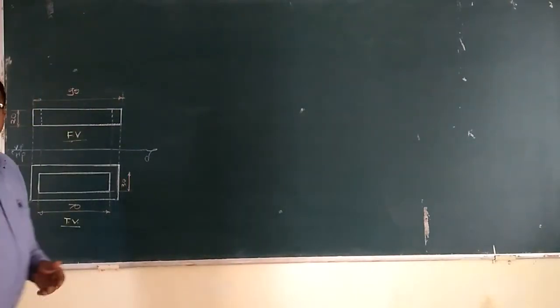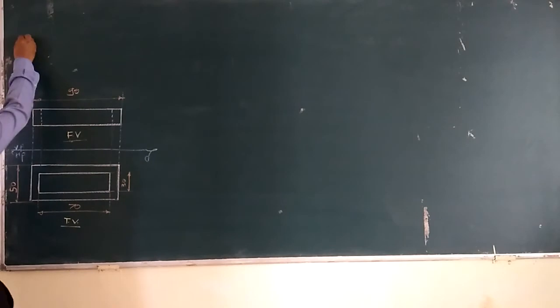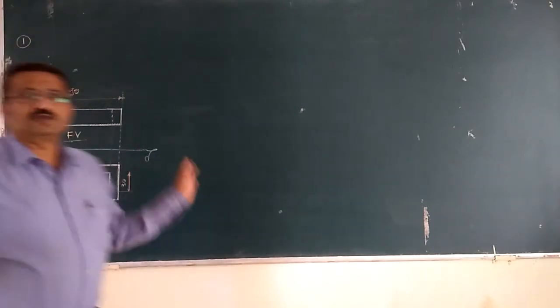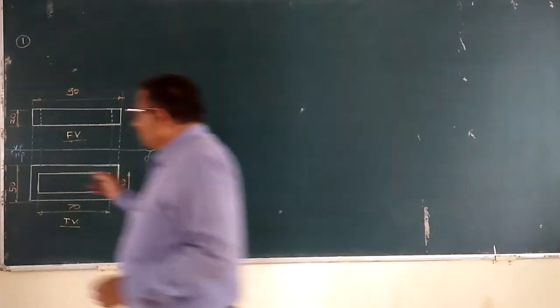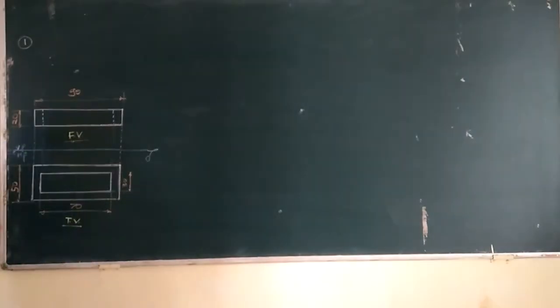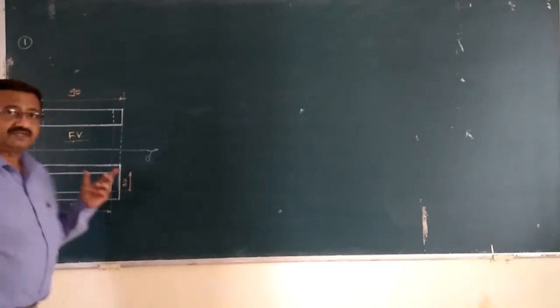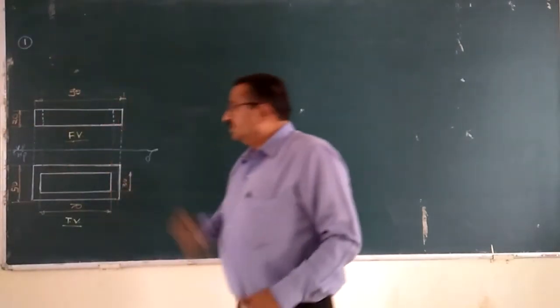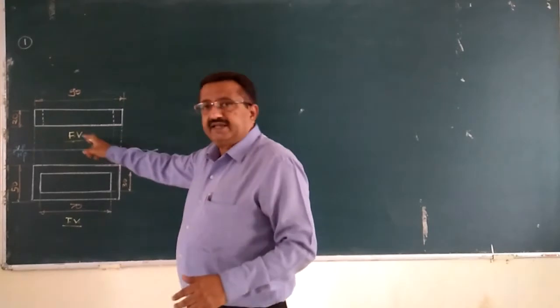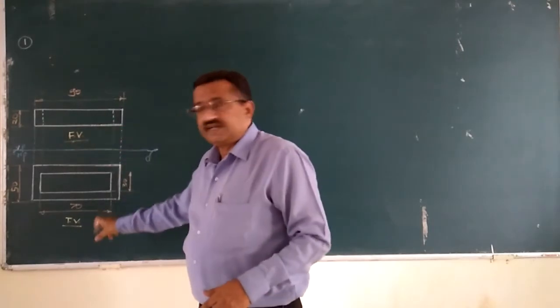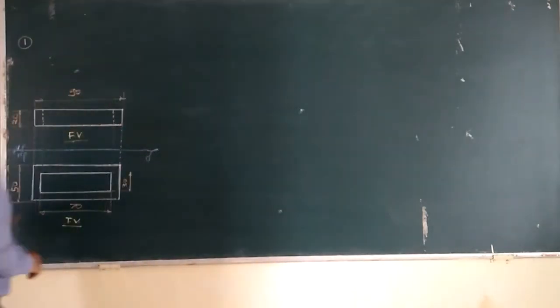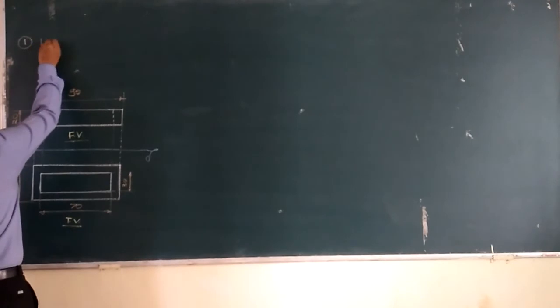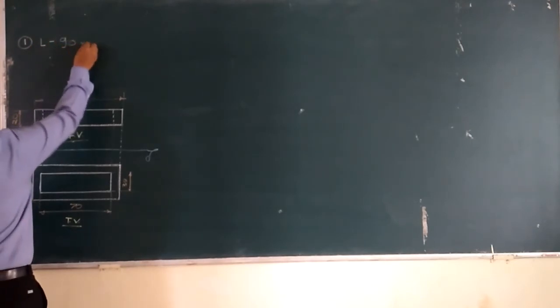Just like in orthographic projection, we should proceed. The first point is common to both orthographic and isometric projection. First of all, find out the overall maximum length, width and height of the object from the given two-dimensional views. The front view carries length by height, and the top view carries length by width. So the overall maximum length of the object is 90 mm, from the front view.